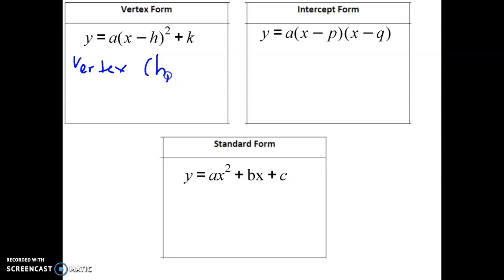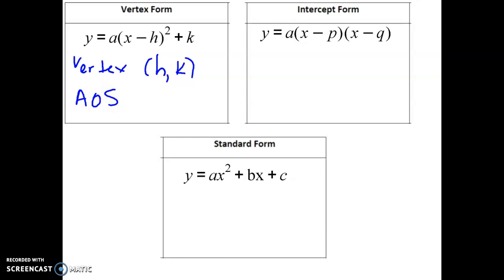And the vertex is the point (h, k). So you can see that in the parentheses, it's the opposite of h, and then I have k right here. Well, you remember when we did our translations, the one that was inside the function with x, you did the opposite of, and it's the same thing here, the opposite of h inside the parentheses, and then k just like it is out here.